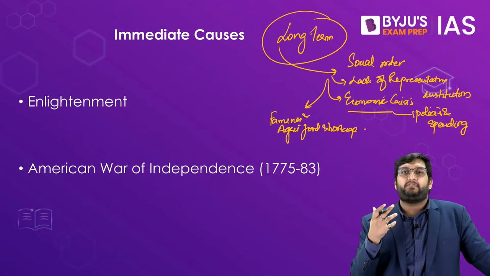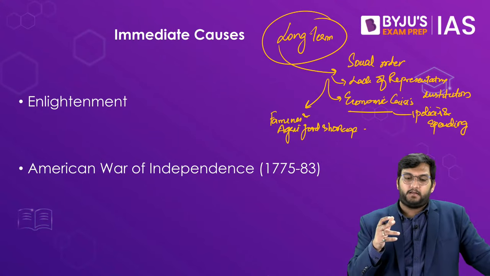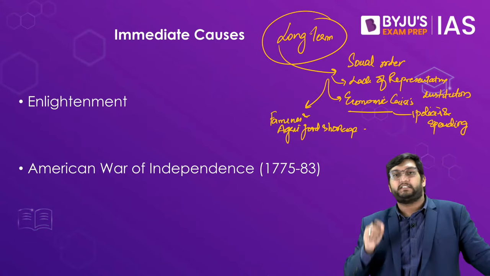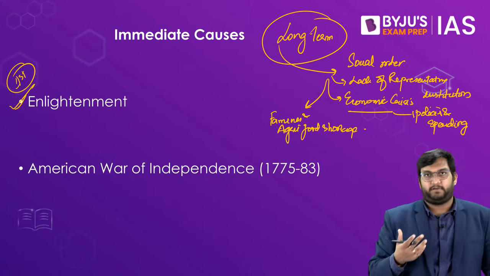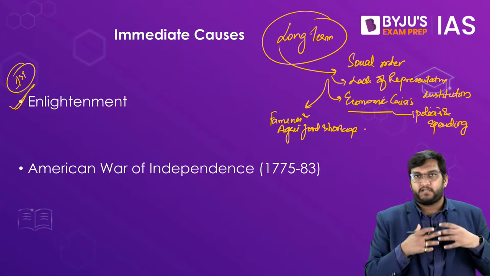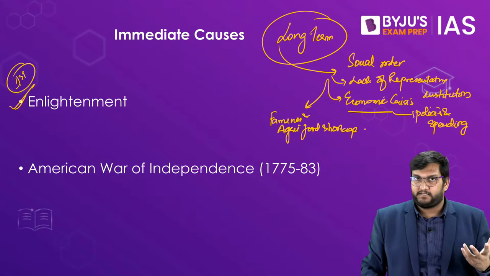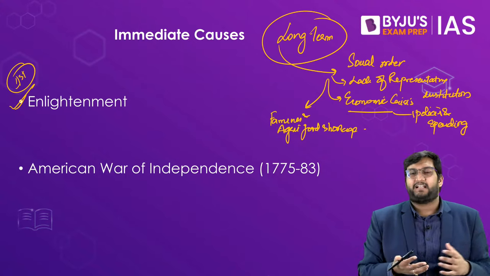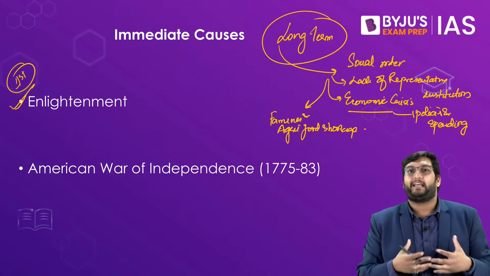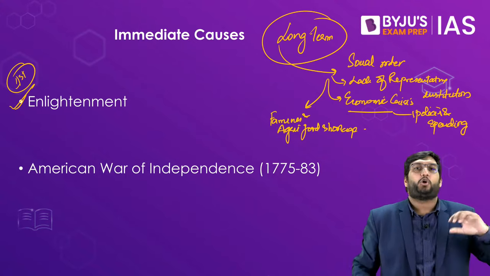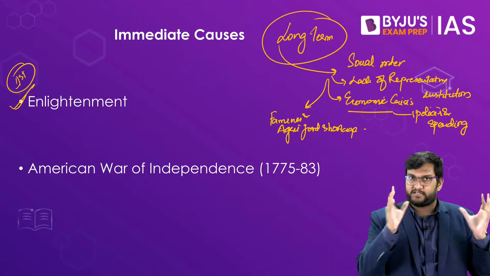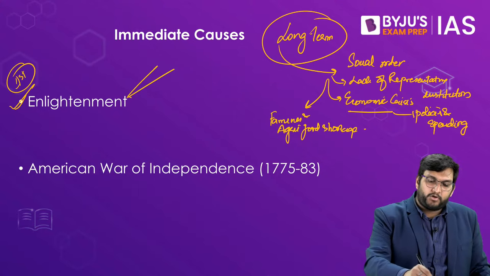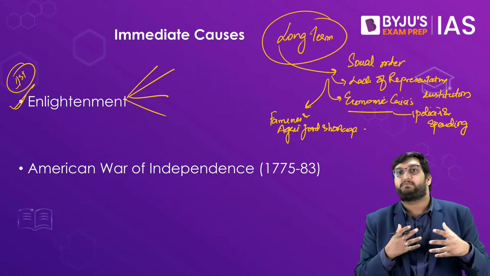So, why is it that the French Revolution is going to happen in 1789 itself? It is because of the first important immediate cause, which is the Enlightenment. The Enlightenment was a very important intellectual movement which happened in the 18th century itself. You have very important personalities such as Rousseau, Voltaire, Kant, Locke, who talk about very important concepts. I'm not going to go into that in too much detail. It's optional level. Basically, you need to understand that there are certain things which they're talking about.